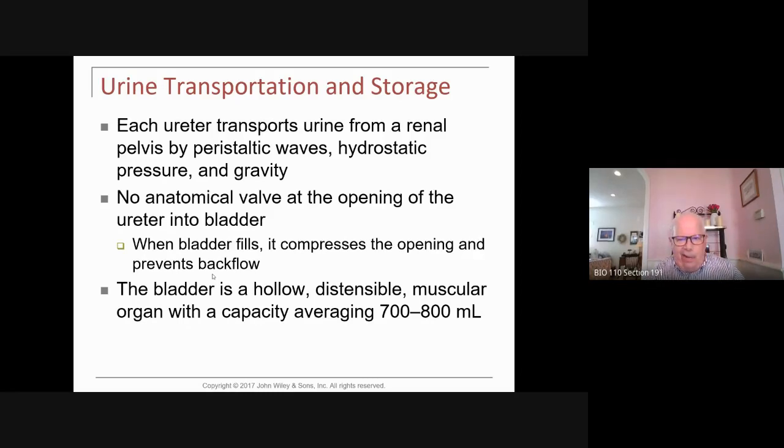The bladder is a hollow, distensible, muscular organ with a capacity of about a liter. Okay?